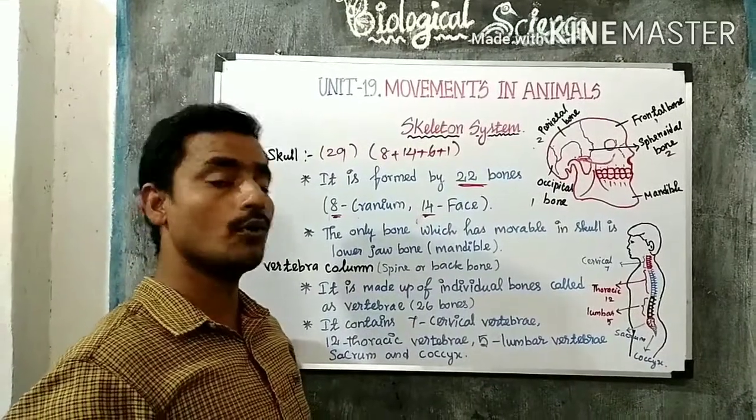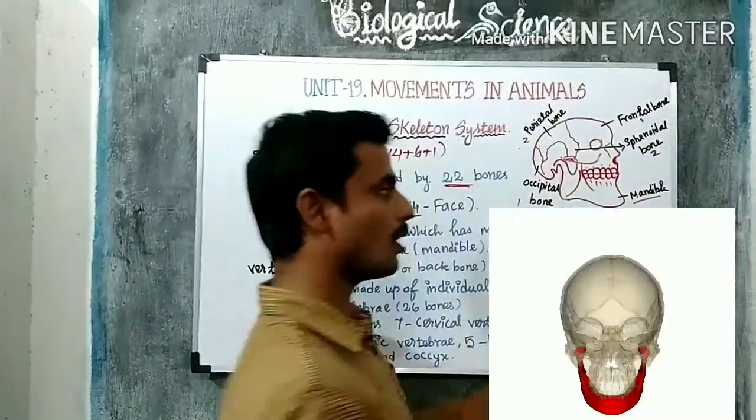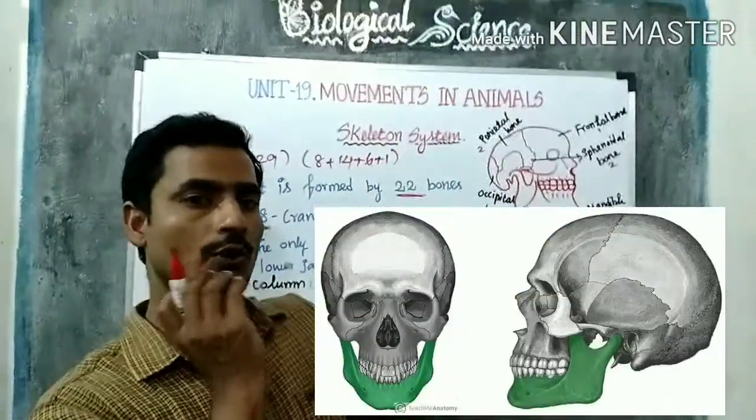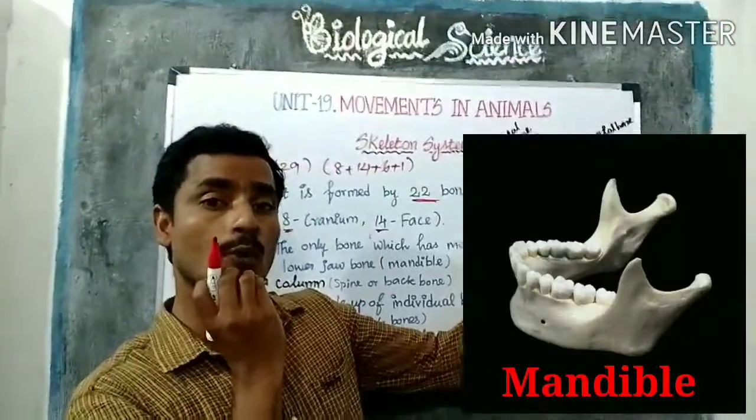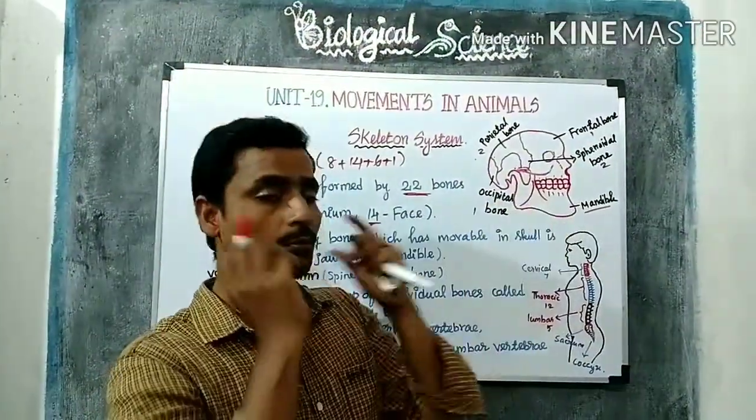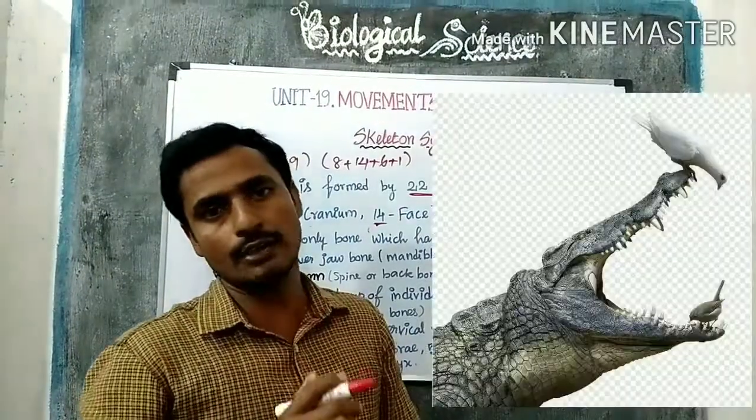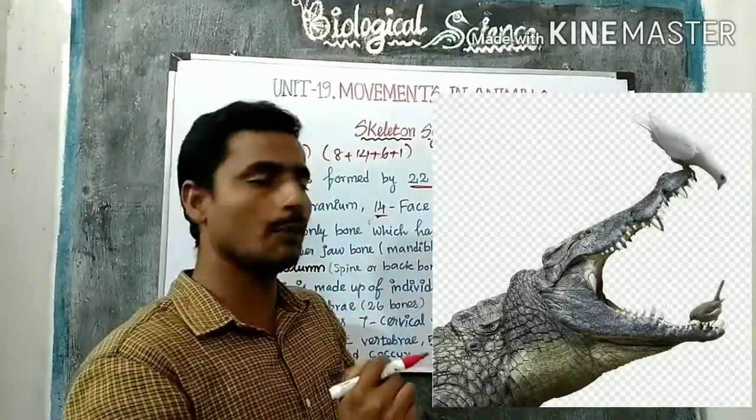In the face, we have 14 bones, out of which only 1 bone is movable. It is called the mandible, the lower jaw. In the skull, only the mandible is movable, so only the lower jaw we can move. The upper jaw we are not able to move. Only the animal crocodile can move both the lower jaw and the upper jaw.